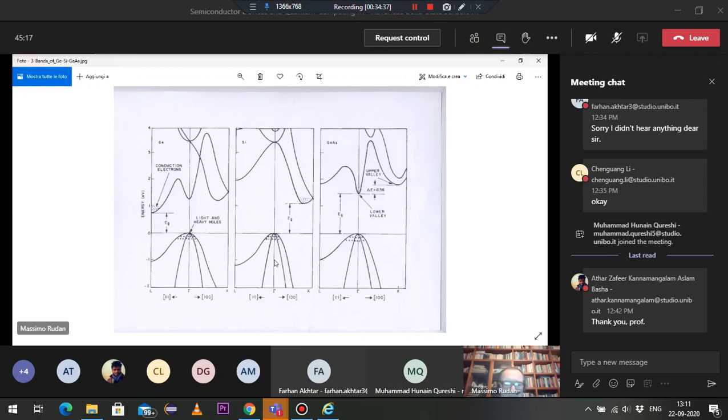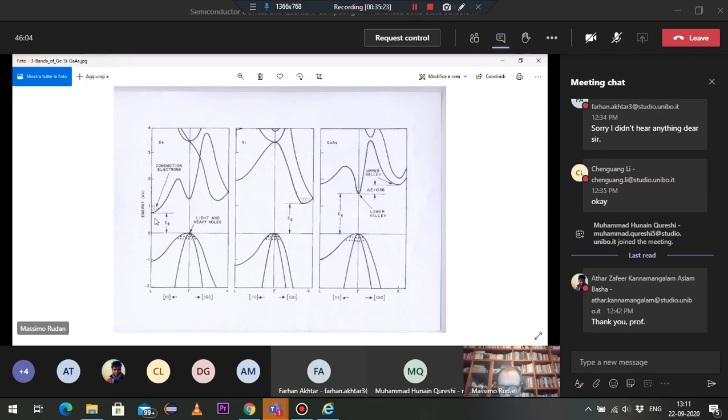Let's now go to germanium. So we go to the left. Again, we have two half figures put together. The right part of it goes from the gamma to the X point, and the left part goes from the gamma to the L point, that is along the 1, 1, 1 direction. You observe that the absolute minimum of the conduction band in germanium is along the 1, 1, 1 direction. Actually, it is at the L point.